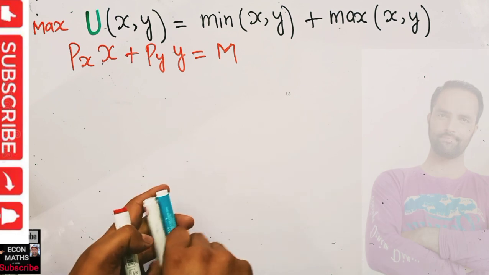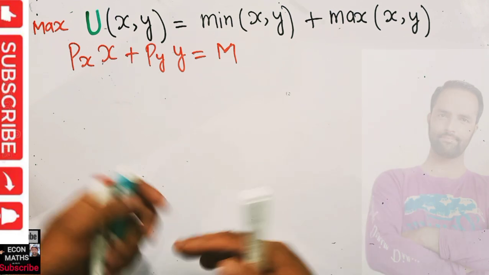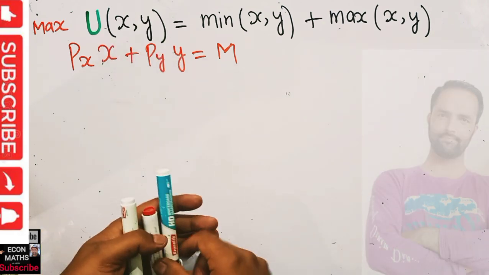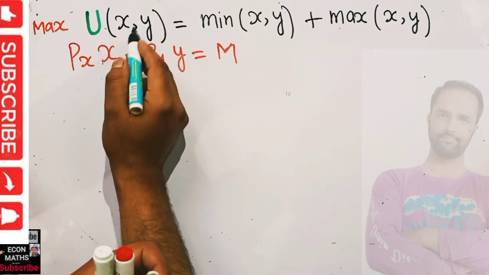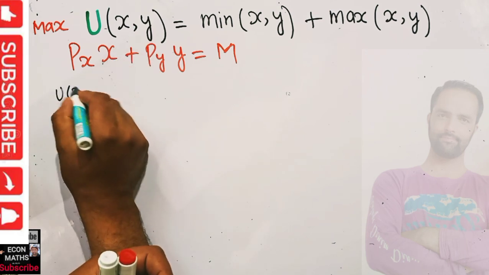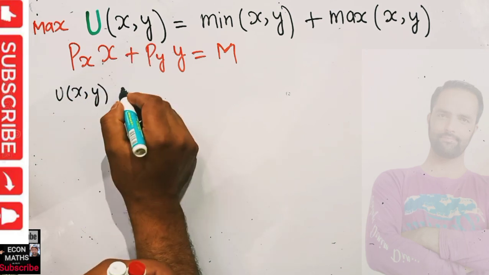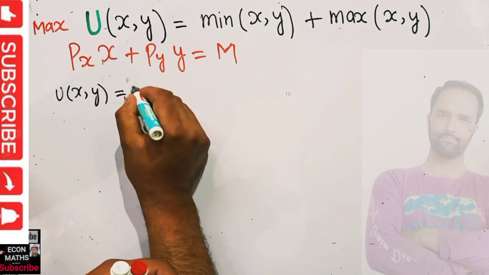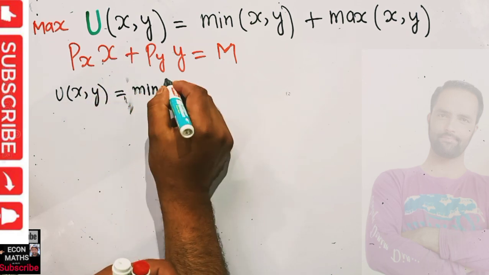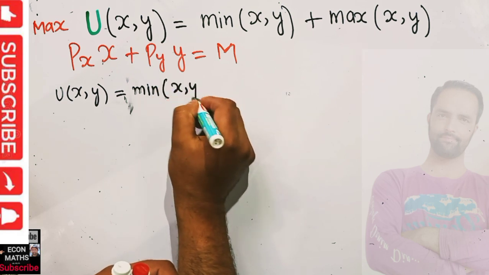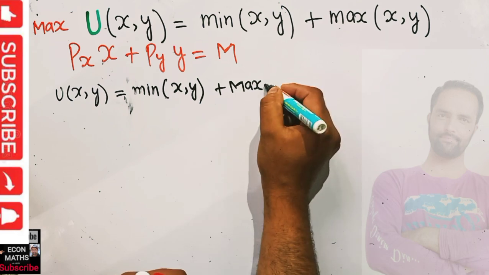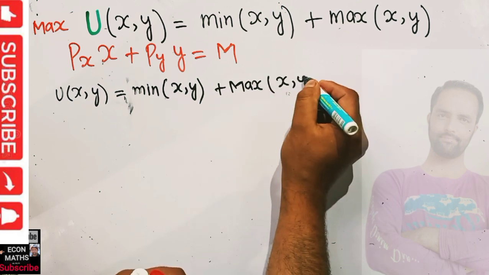When we have min and max functions and they are being added up, and our utility function is like this, let's try to see what our utility function is. So this is our min of x, y plus max of x, y, that means the maximum value of x, y here.